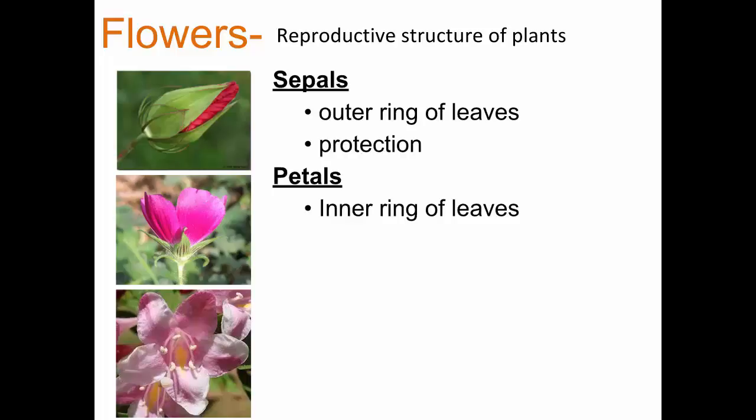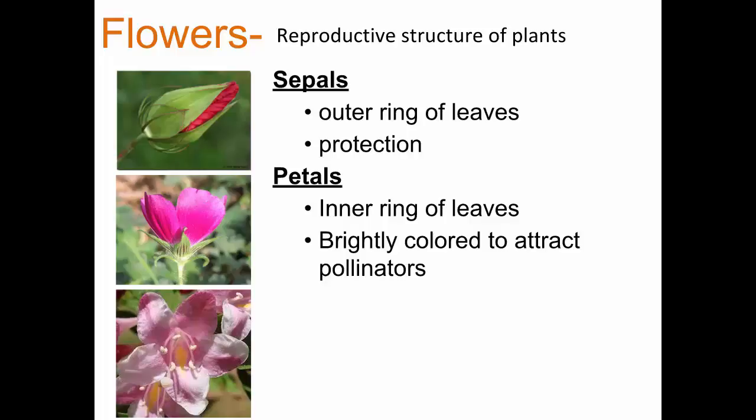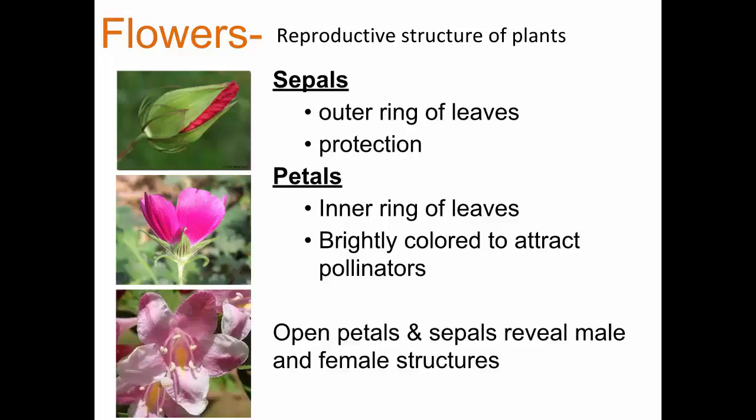The petals then open up. Okay, they're basically modified leaves, but often they are brightly colored if they're meant to attract pollinators. And once the flower completely opens up in its maturity, it exposes the male and female structures inside so that pollen from the male parts can fertilize the ovules in the female parts of the flower.